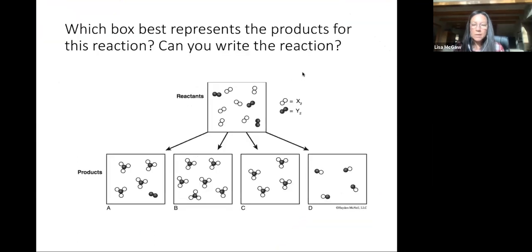Oh, so what do you think about this one? When you look at particulate diagrams, it's like, what are you talking about? So again, we have a poll. Which box represents the best answer for this reaction? A, B, C, or D? And there is a hint. Can you write the reaction? You may have to write the reaction before you ever begin.